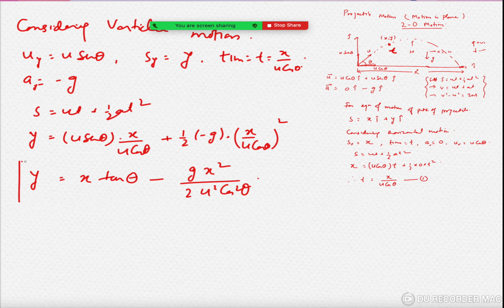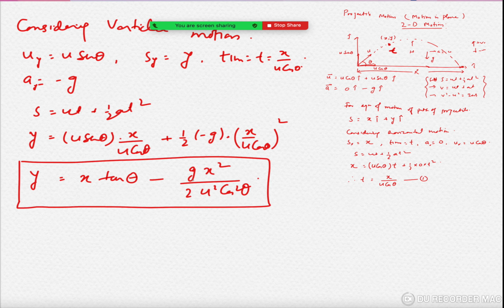This is the equation. Can I say this is the equation? Yes, sir. From here you can say this equation is a parabolic equation. This is an x square form. So the path will be a parabolic path, and you can see the path is like this. Now if I want to find out the range and the time period and everything, how will we find out from here?